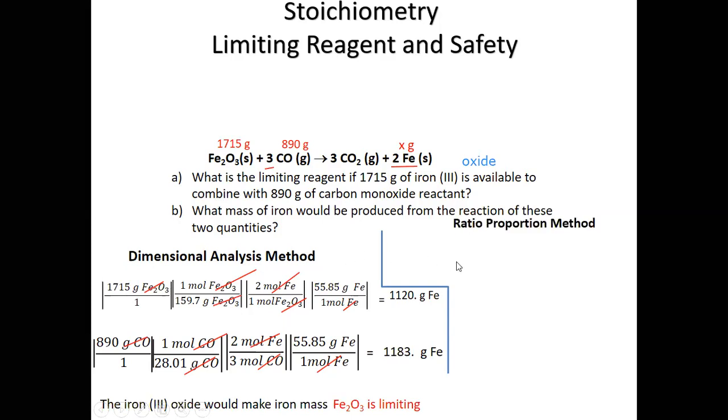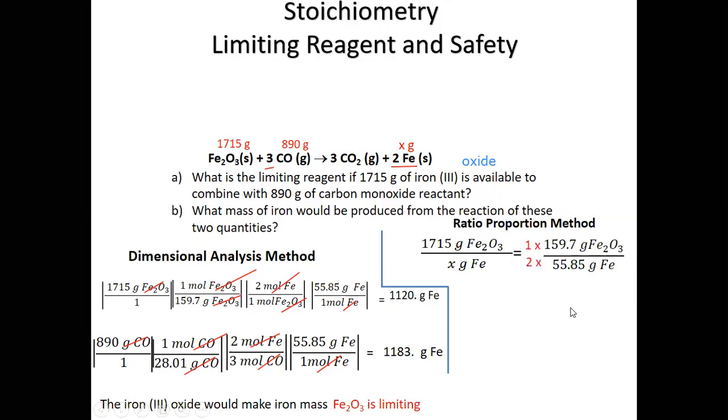We can do the same mathematics with a different strategy called the ratio proportion method. If you're using this method, it starts out with given over desired. We were given a certain quantity of grams of iron 3 oxide. We want to know how much iron in grams that could produce. The fraction on the right matches. We put the quantities equal to 1 mole, called the molar masses.